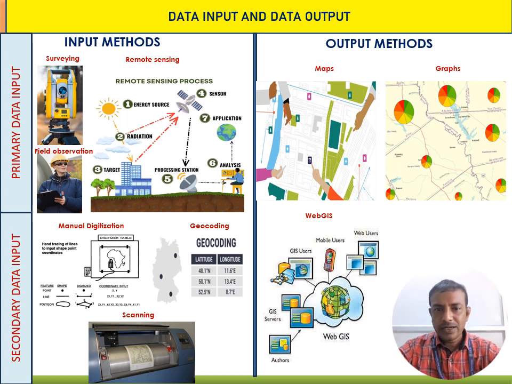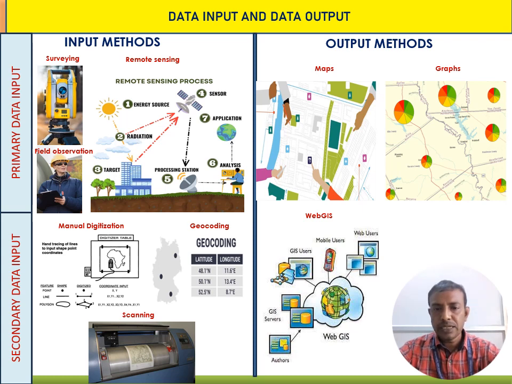Today's topic is data input and data output for geographical information system. As we know, the definition of geographical information system is collecting the data from various sources, and these sources are useful to feed the data input for GIS system. When you talk about GIS input, it can be classified as primary input and secondary input.